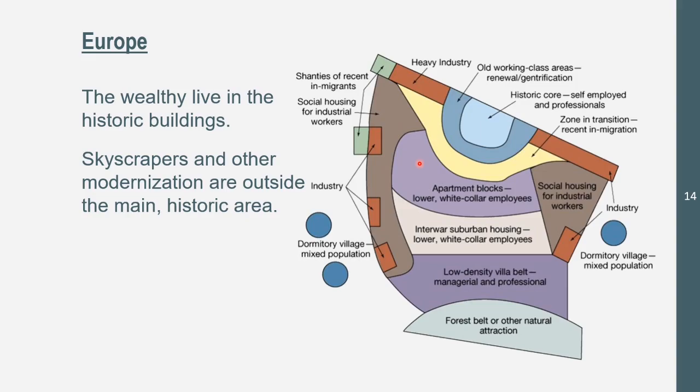We're going to see natural attraction forests on the outside of this as well. Heavy industry closer to the working class, and then the skyscrapers, modernization, stuff like that. And then we're going to see social housing on the edge of all of these as well, with industry in your zones of transition, your migration area, and your heavy industry, which is going to be right outside your working class. So yeah, that's pretty much Europe for you.